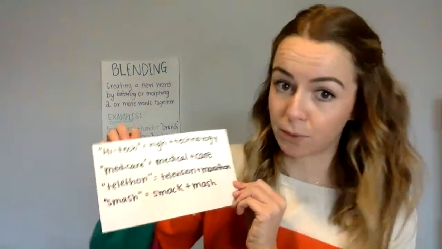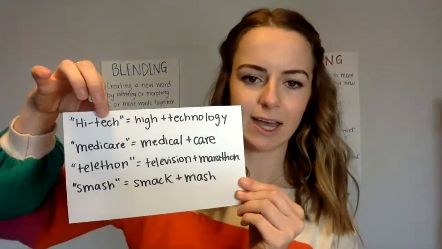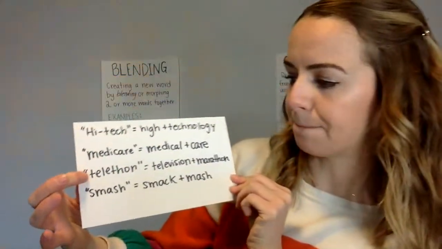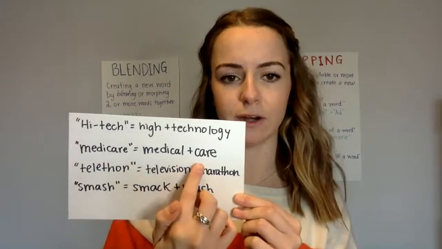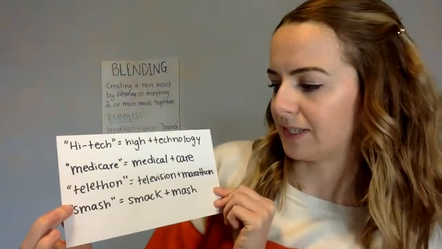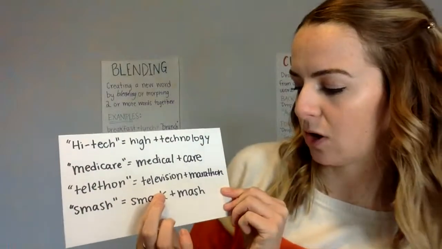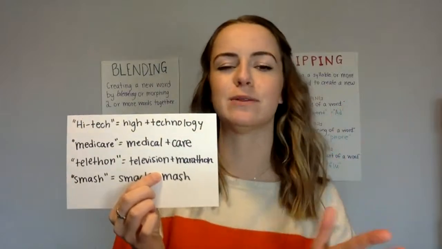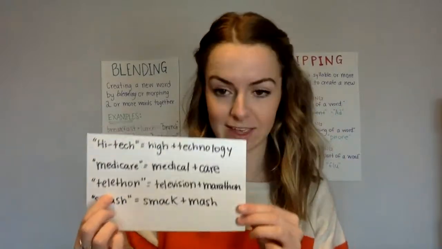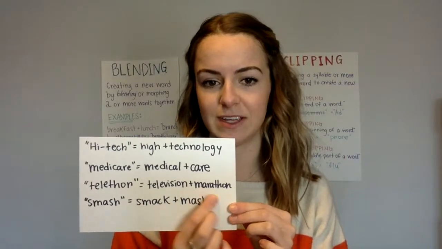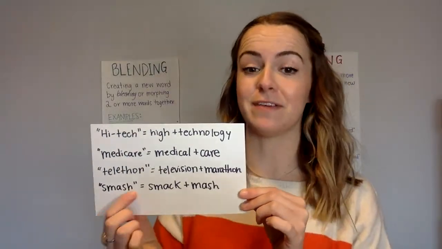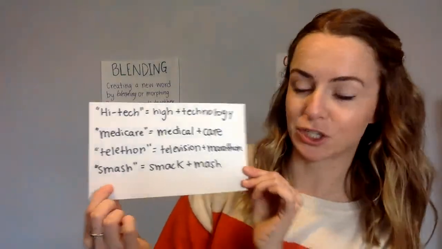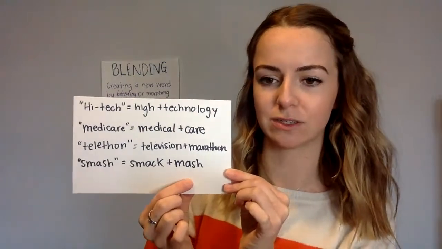Okay, I have a few more words that we can blend. So here is high tech. That is high technology. We have here Medicare. That is medical care. We also have telethon, which is called television marathon. So when you sit there and you watch 9 episodes in a row, you are having a telethon. That's a TV marathon. I have had very many telethons in quarantine. The next one, smash. That is smack plus smash.